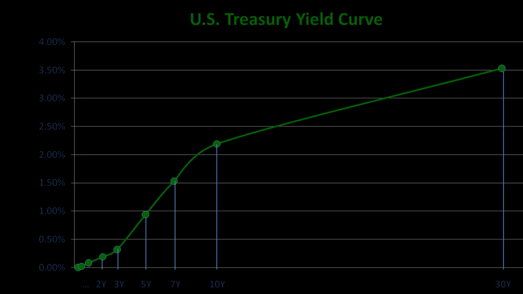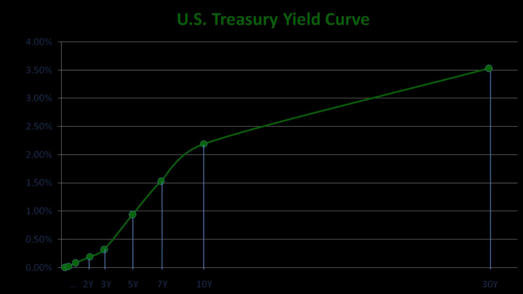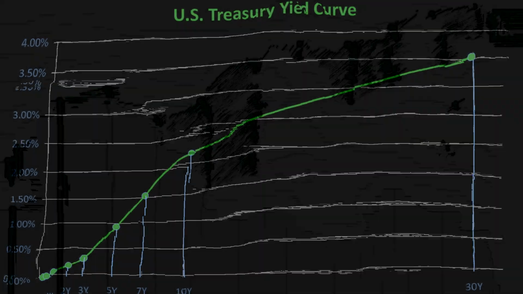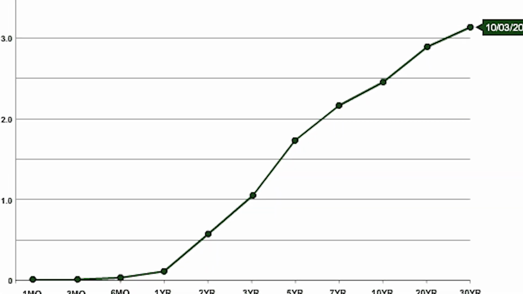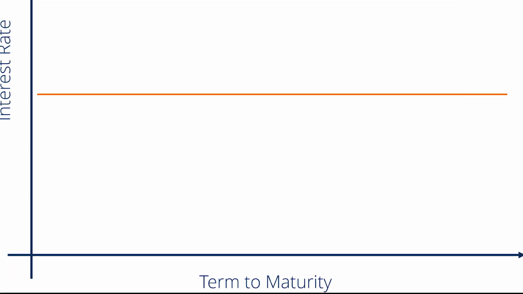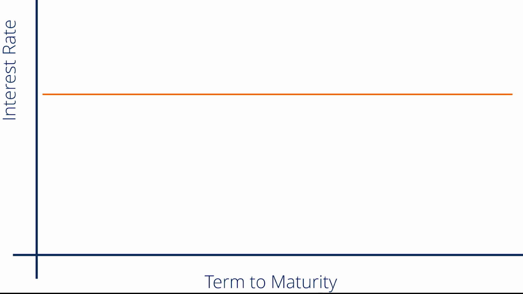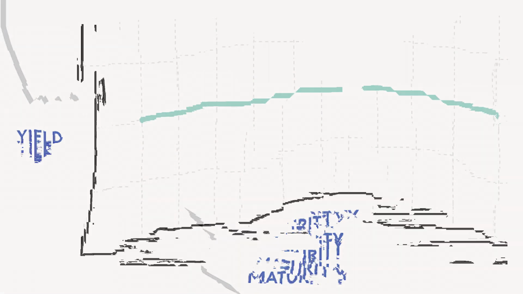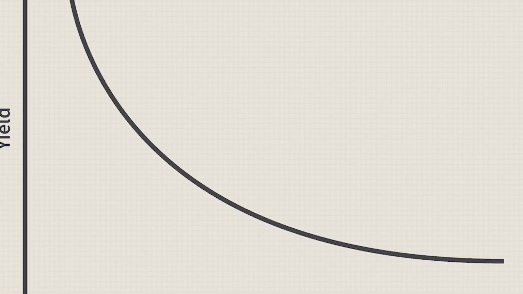This reflects expectations that economic growth will continue and that higher interest rates will be needed in the future to combat inflation and risks. A flat yield curve, where short and long-term bond yields are close together, signals uncertainty in the market. Investors are unsure how the economy will develop and expect growth to slow.